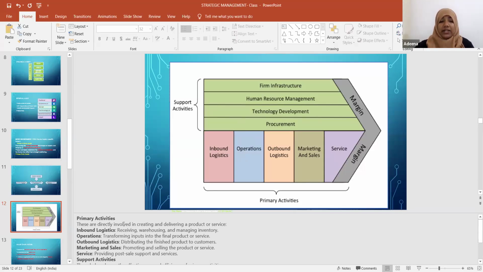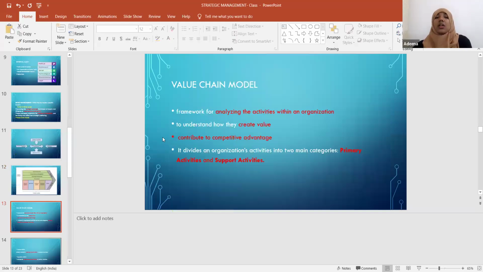The primary activities are those that have a direct impact on the organization's policies and strategies, whereas the subsidiary or secondary activities are complementary to the primary activities. Understood. So the value chain model is used to analyze the activities within the organization.